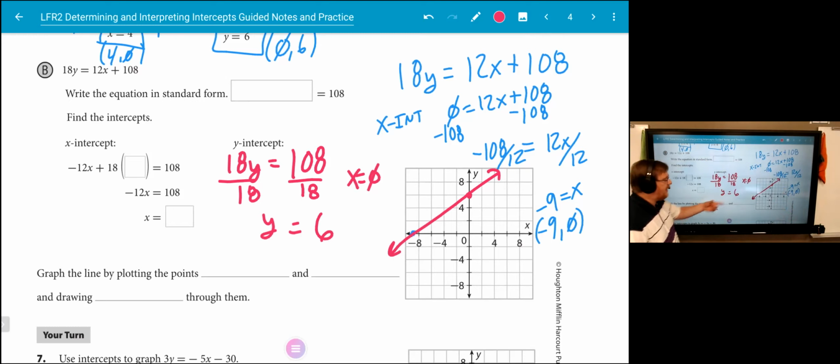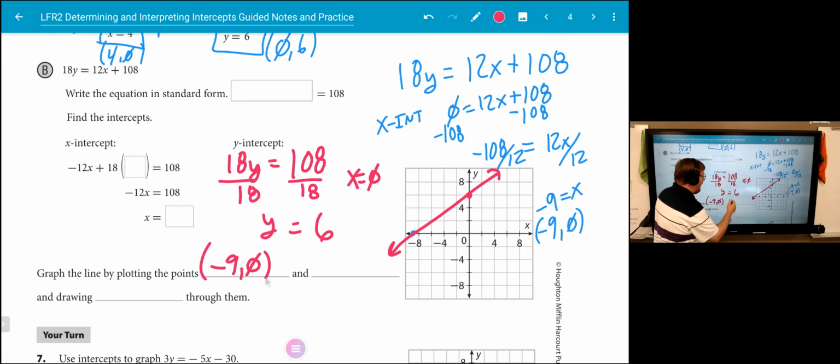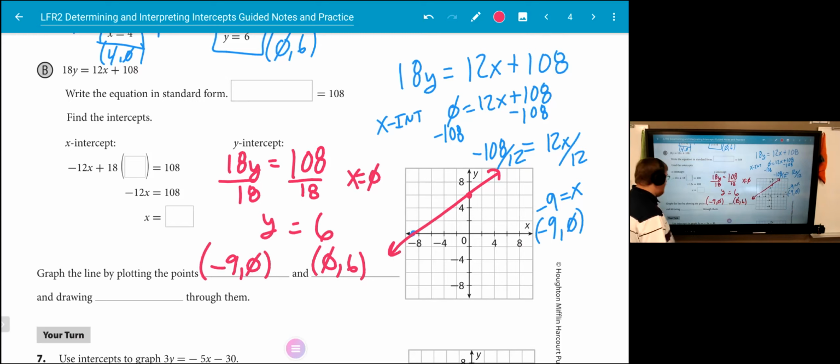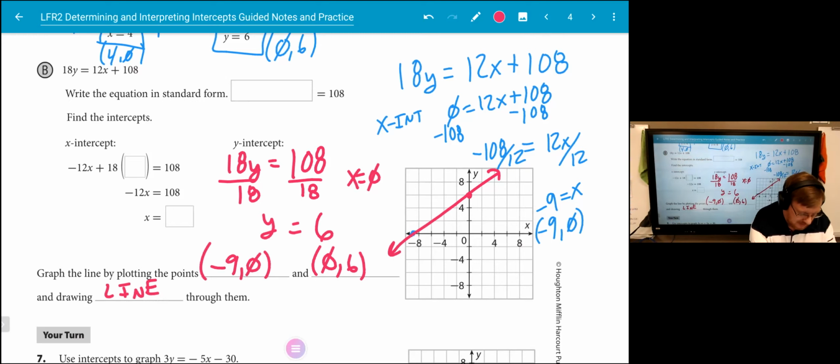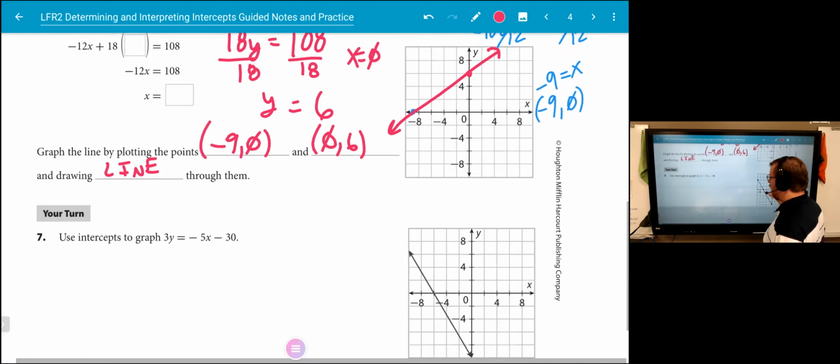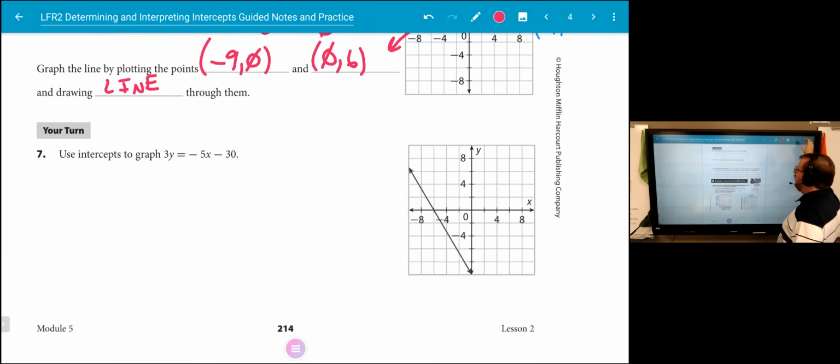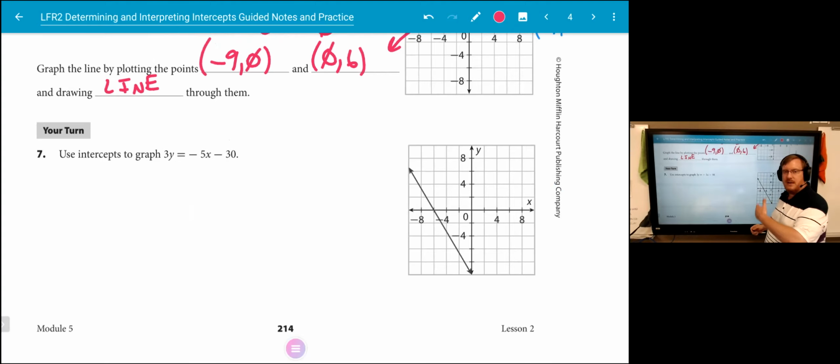Again, the x-intercept was negative 9, 0. The y-intercept was 0, 6. And we drew a line through them. Okay, that's going to be plenty of time for what we're looking to do here right now. So you've got one, your turn. Go ahead and hit pause, do your turn, and then come check your answer.